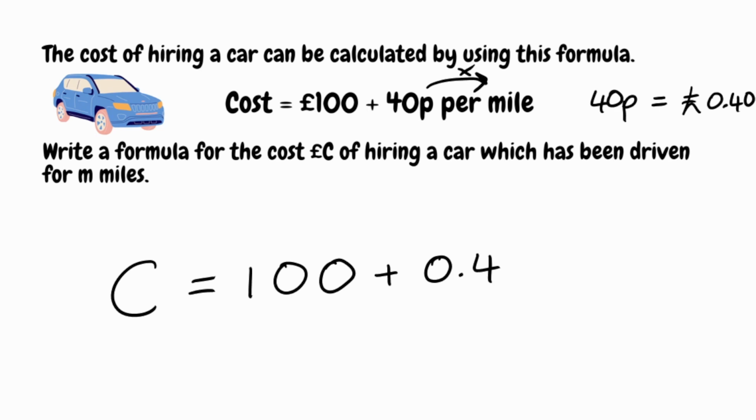And then we said for this remaining bit, we had to multiply that 40 pence by every mile that's been driven. Well, we're told in the question that the car has been driven for M miles. So we do 0.4 multiplied by M. That's just going to give us 0.4M. So that would be my final formula there. The total cost, C, for hiring a car which has been driven for M miles, all in pounds, would be equal to 100 plus 0.4M.